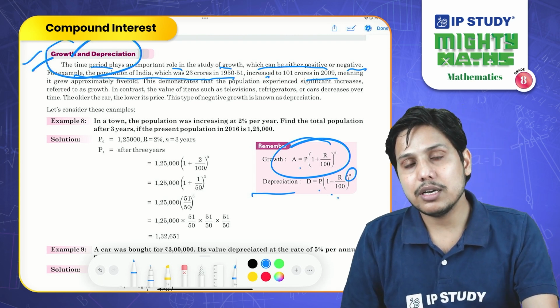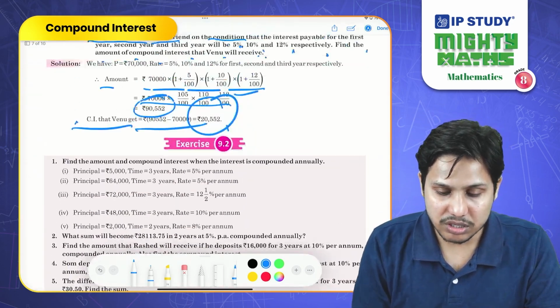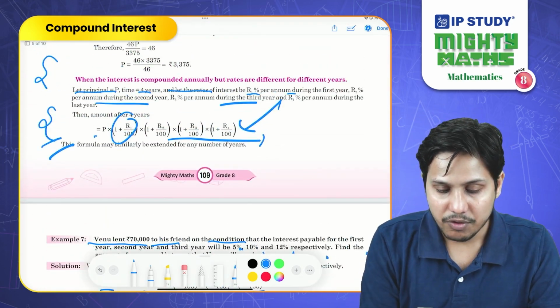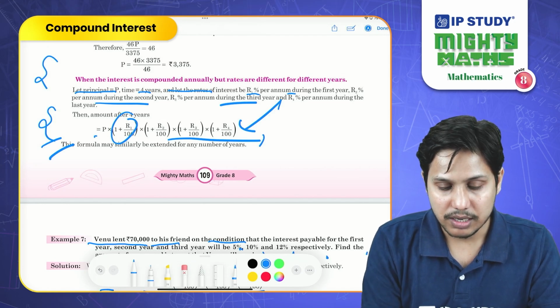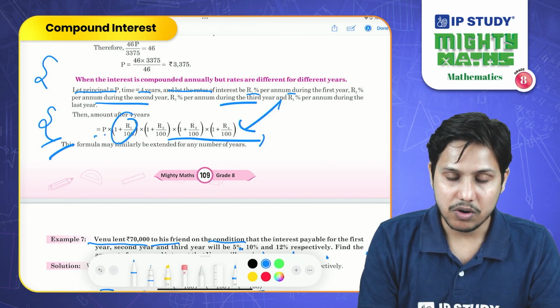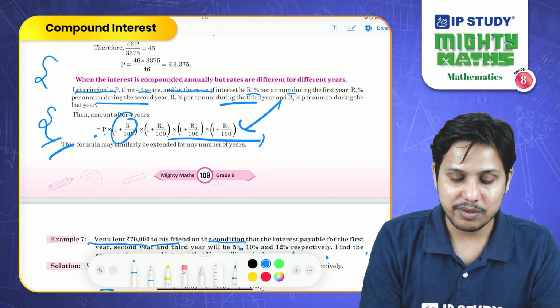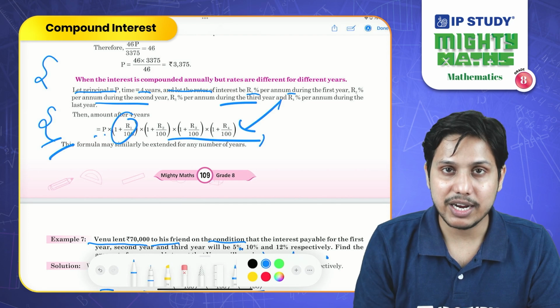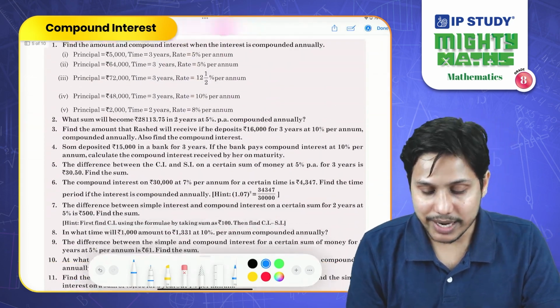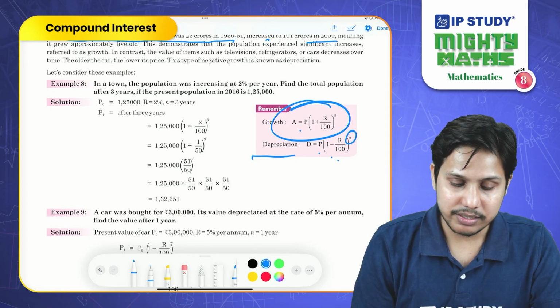And sometimes the rate of depreciation or growth can be different for different years. So we use this type of formula, where in case of growth we use amount times (1 plus R1 by 100) and so on. And for depreciation we use (1 minus R1 by 100) times (1 minus R2 by 100) and so on. So this is quite similar to what we have understood in the compound interest case. So let's take an example.